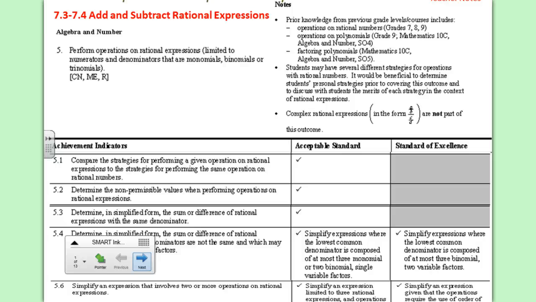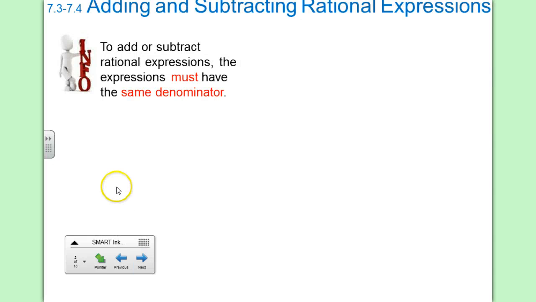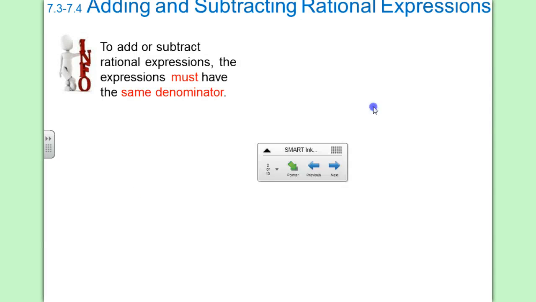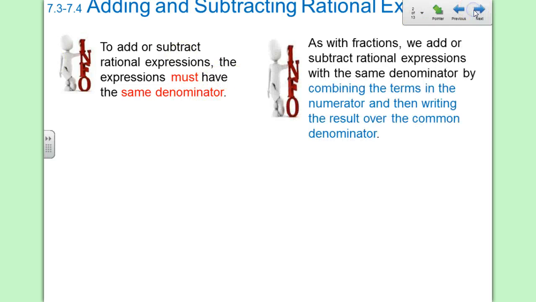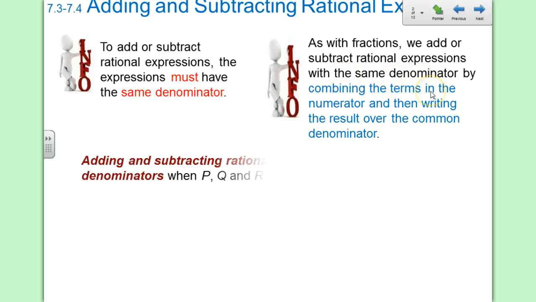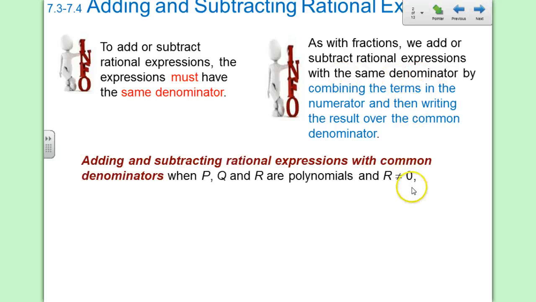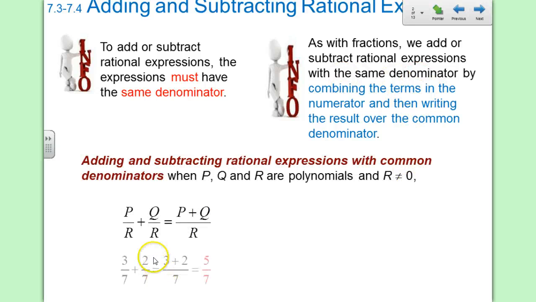Just like we talked about with fractions when we reviewed our work from grades 6, 7, 8, and 9 with adding and subtracting fractions, to add or subtract rational expressions, you've got to have the same denominator, the same kind of slices. Just as with fractions, we add or subtract them with the same denominator by combining the numerators. From an algebraic sense, if you've got the same denominator, then you simply add the tops. But that's only if you have the same slices.